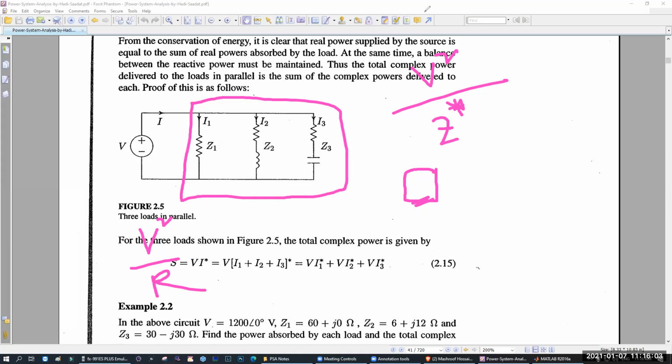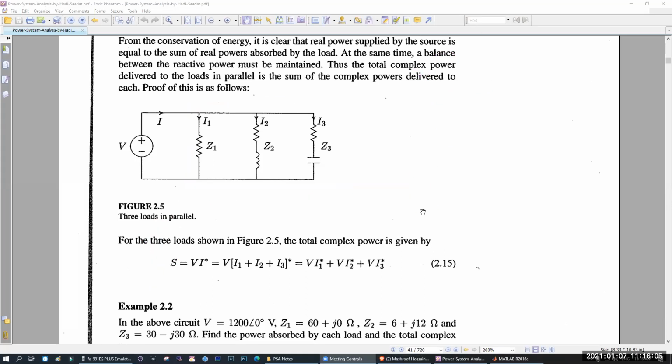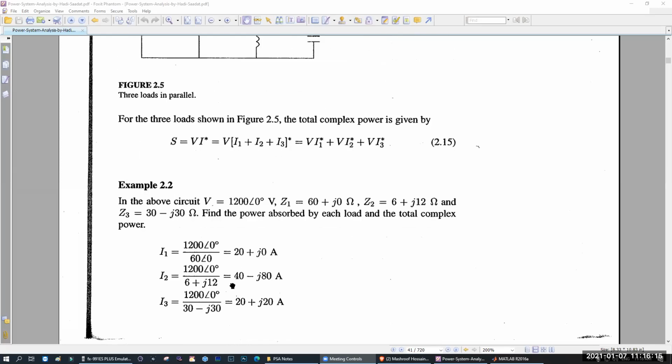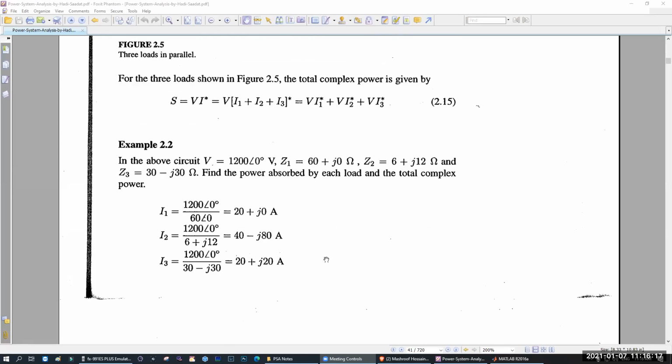Sir, if I take separate parts, that also works. Then it will be V square divided by Z, V square divided by Z, V square divided by Z. Then you have to add those. You can do it. But here you have to take the conjugate. Otherwise, you will not get S. If you do not take the conjugate, you will not get S.